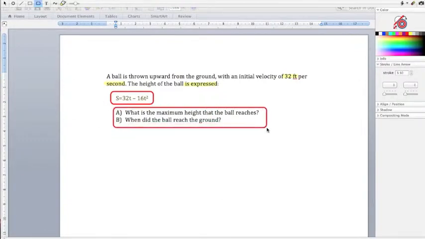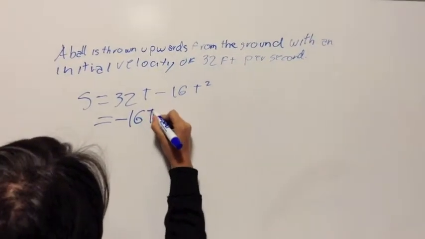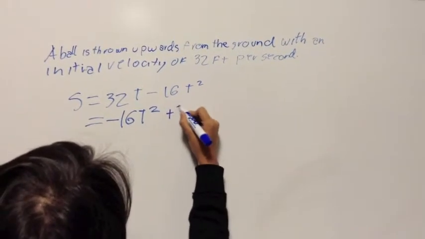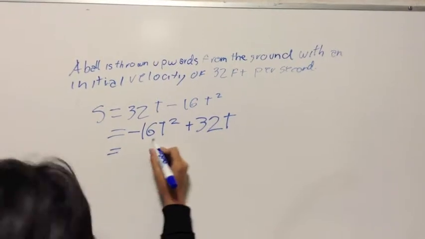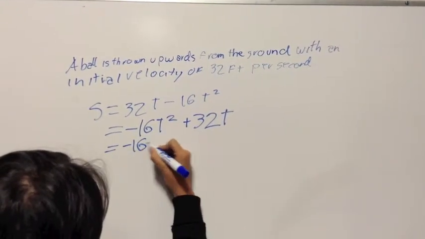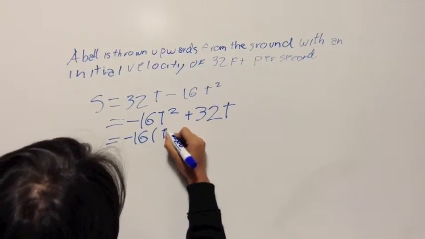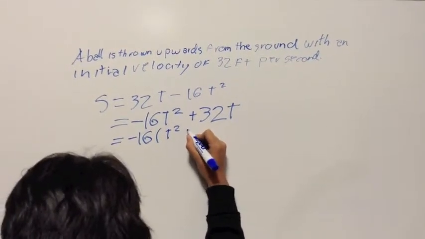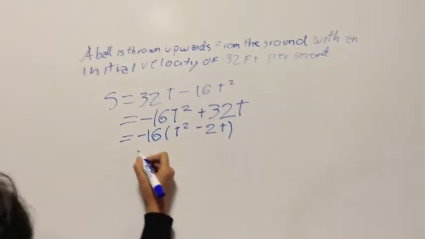We have to cover two main points: what is the maximum height that the ball reaches, and when the ball reaches the ground. First we state our problem, then we put it in order, that is minus 16t squared plus 32t. Then we factorize the 16, so it gives us minus 16 times t squared minus 2t.